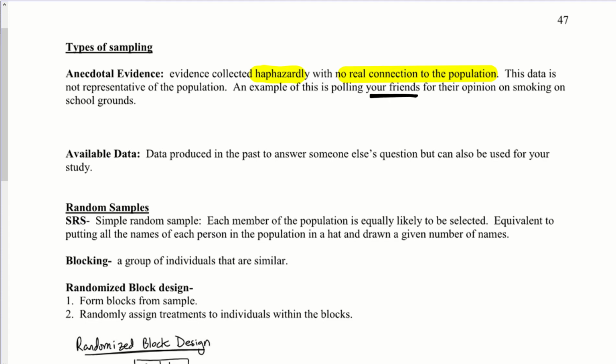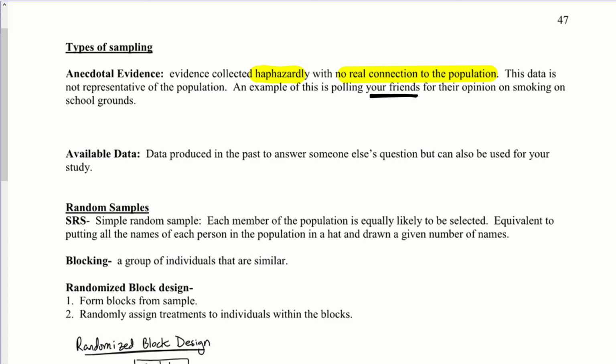I'm just going to underline your friends, because that's the key part of it, for their opinion on smoking on school grounds. All right. So, regardless of the fact that your friends may be or may not be smokers, the fact that they're your friends does not make them representative of the population, right? Because what that would mean is that the population can be defined based off of their relationship to you, all right? Whether or not they're your friends. And so if the only people that you're asking for their opinion would be your friends, then that would be the only people that your results would apply to, right?